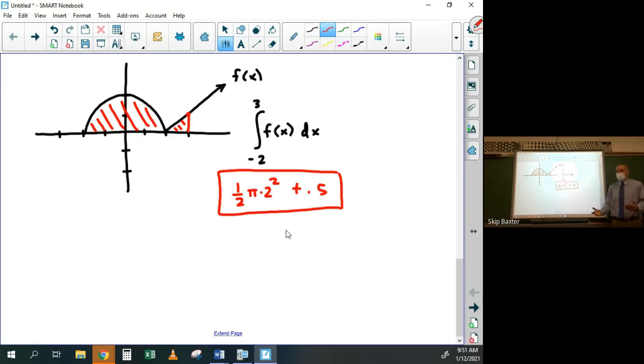Now, there's other ways we could do this. We could actually evaluate the definite integral analytically. Like, we know that this curve right here is really x squared plus y squared equals 2 squared, 4. So this upper semicircle is really just y equals the square root of 4 minus x squared.